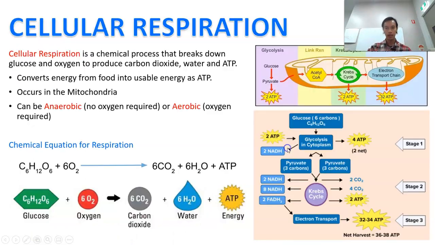Okay. All right, so cellular respiration is a very complex process, okay? It occurs in your mitochondria, and I'm just going to explain the fundamentals of it in this particular unit, and most likely you will look at it again in Unit 3 and 4 biology. At its heart, it's a chemical process where you break down glucose and oxygen to produce carbon dioxide, water, and ATP, okay? So it converts energy from the food that you and I eat into usable energy as ATP.